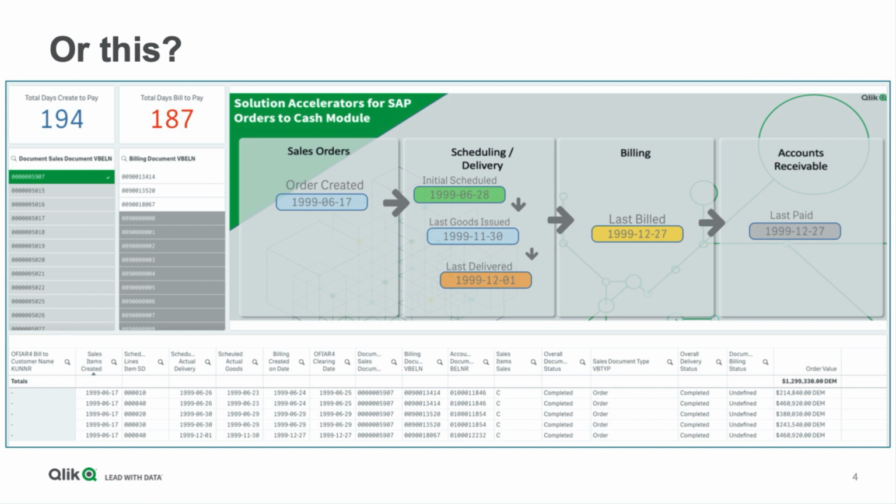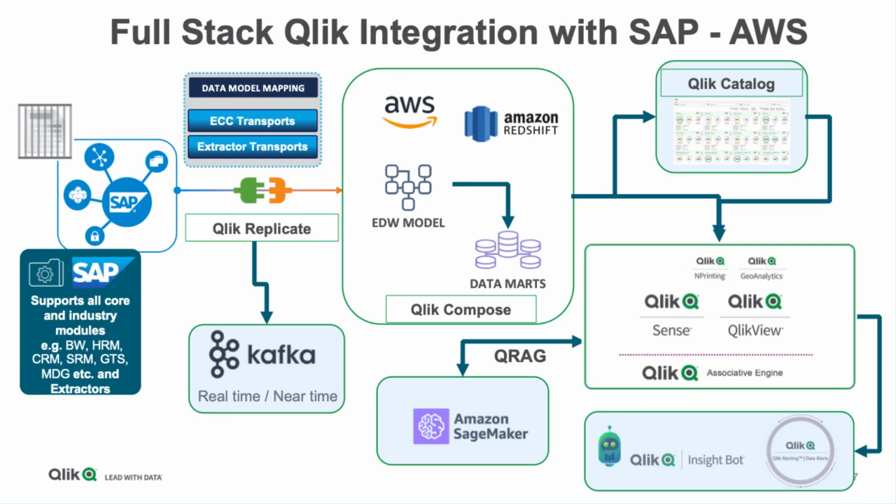So how does this relate to AWS? We're able to provide this entire platform on the AWS technology. We're going to leverage Amazon Redshift as our data warehouse. We're going to be able to use things like Kafka or SageMaker to do machine learning as well as streaming real time.